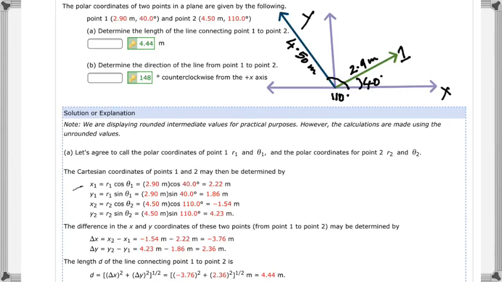Once you get that, you take the difference. If you take the difference between the x, you will get the change in x, and likewise for the y. So that is what is shown here. You take the difference between the x and the y, and then find the length by summing their squares and taking the square root. So that's how you get the answer to that.